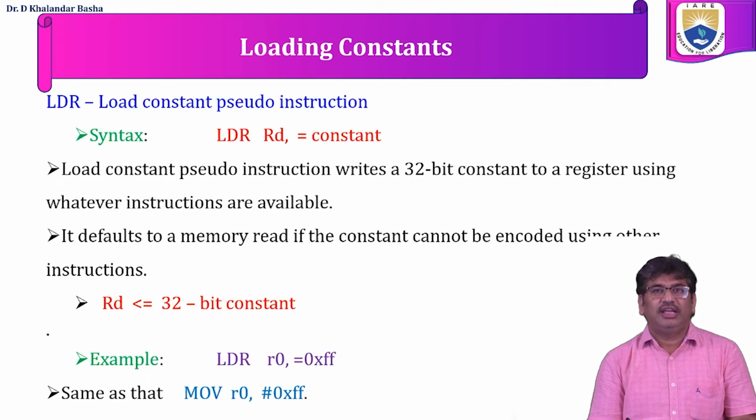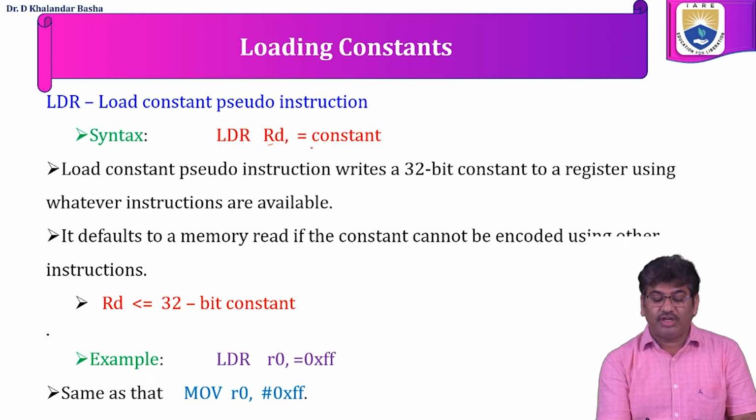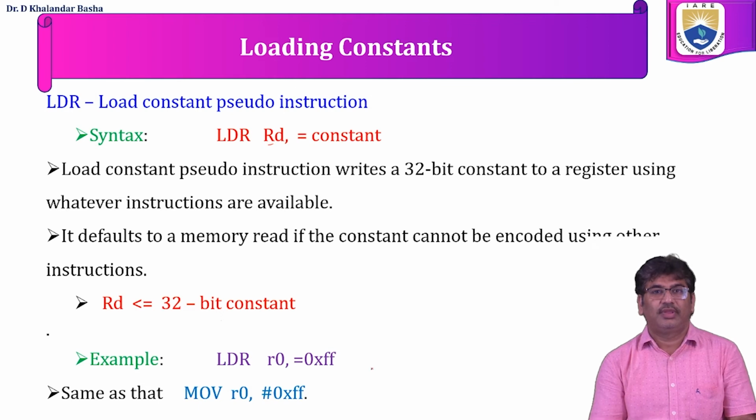The first instruction we will see is LDR, which is the load constant pseudo instruction. The syntax of the instruction is LDR Rd, =constant. The load constant pseudo instruction writes the 32 bit constant into a register Rd, using whichever instructions are available. It does a memory read if the constant cannot be encoded using either instruction. So here Rd is assigned the 32 bit constant which you are providing in the instruction.